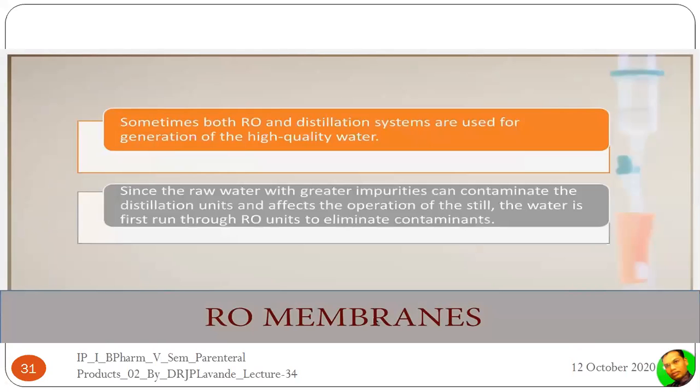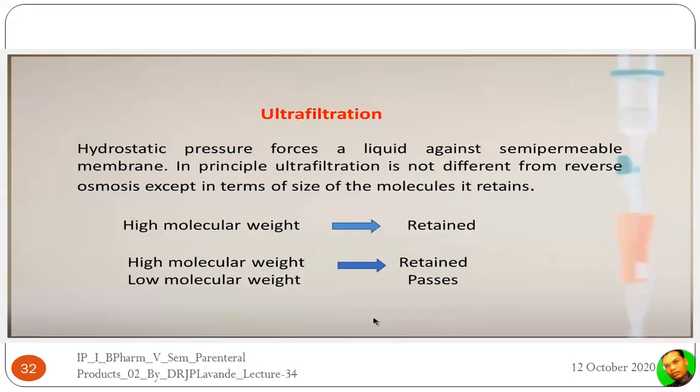Sometimes both reverse osmosis and distillation systems are used for generation of high quality water. So we can use a single method or we can use a combination of methods. Since raw water with greater impurities can contaminate the distillation unit and affect the operation of the still, the water is first run through the reverse osmosis units in order to eliminate the contaminants. So reverse osmosis, or RO, is the most important one.